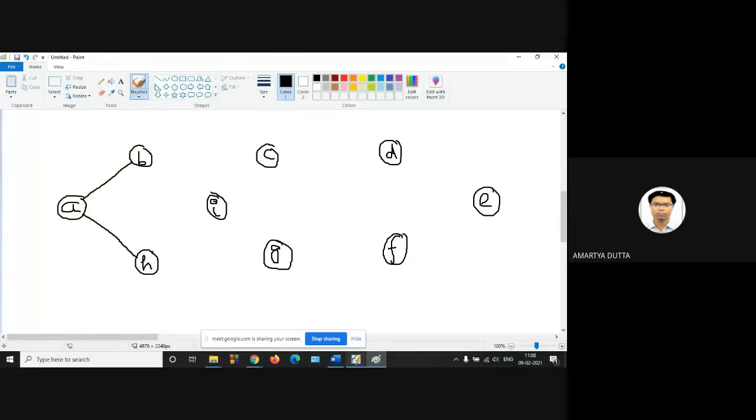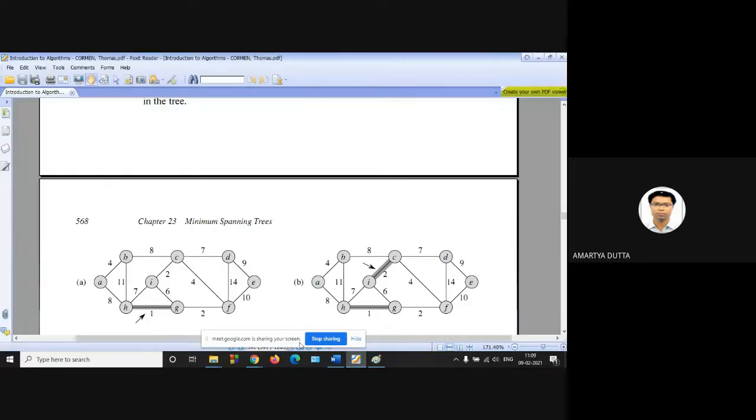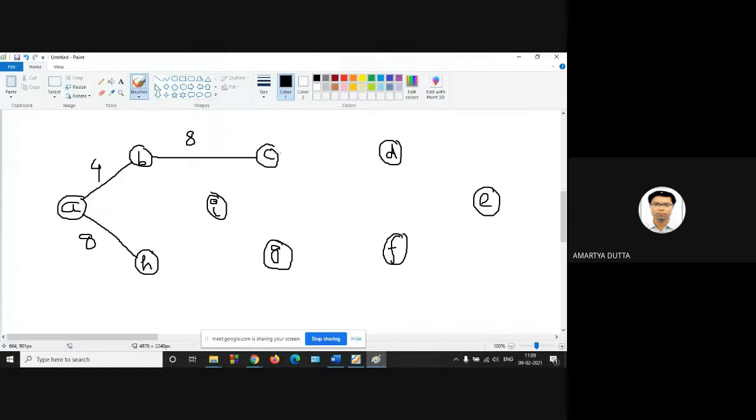From A to B, the weight is 4 and 8. So this is your 4. Next, B to C. From B to C, the weight is 8. Next one, C to D. This is 7.